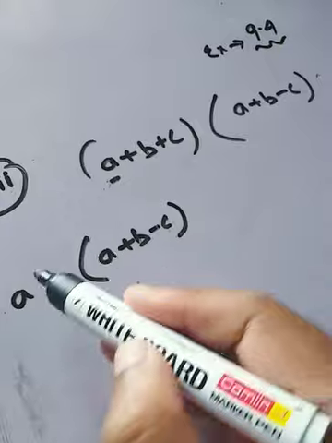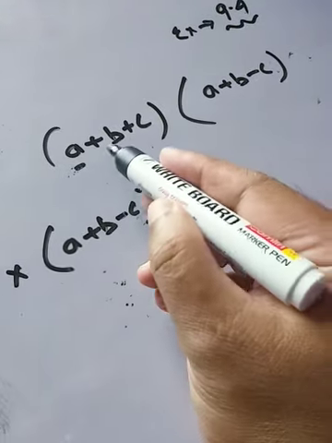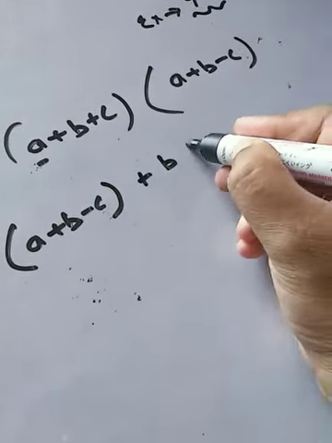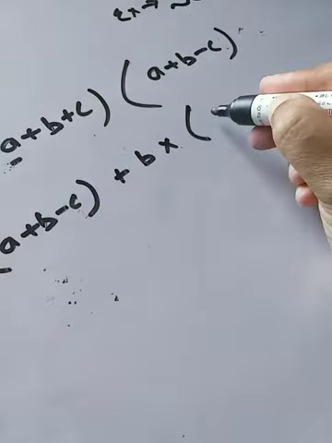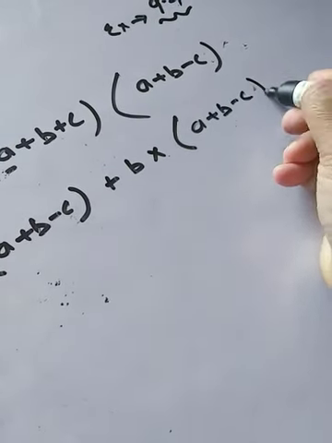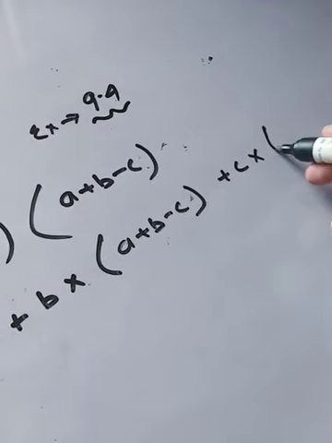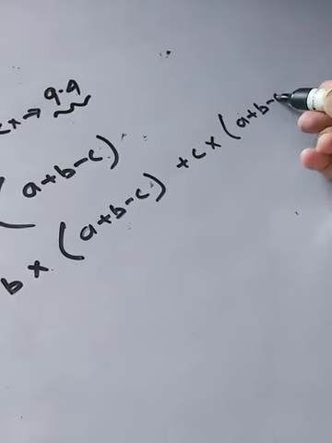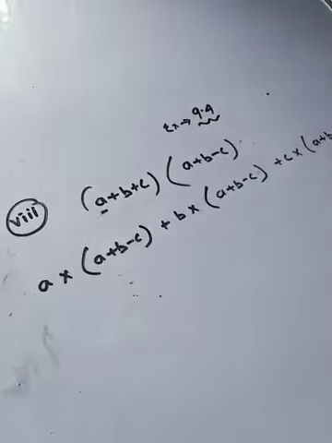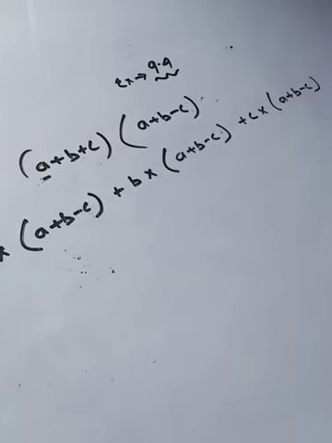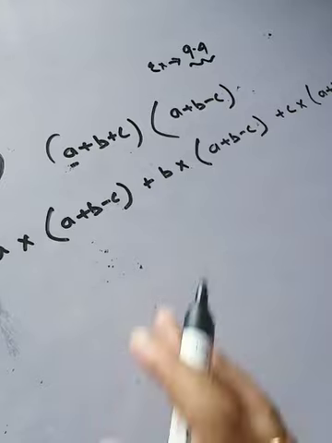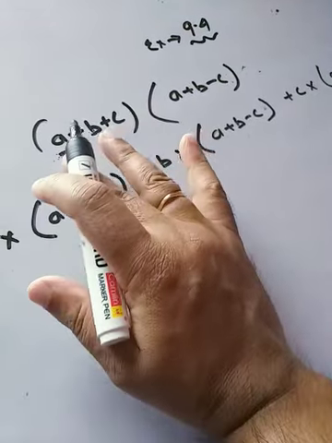See, with a I have multiplied this whole one. Then again what is there? Plus b. So write it down, plus b. Again with plus b also you have to do the same thing. You have to multiply this required trinomial. And with minus c also you have to do the same thing. That is a plus b minus c. So this is how you will write it down. Okay, same thing we are doing. Previously we were doing with binomial, now we are doing with trinomial.